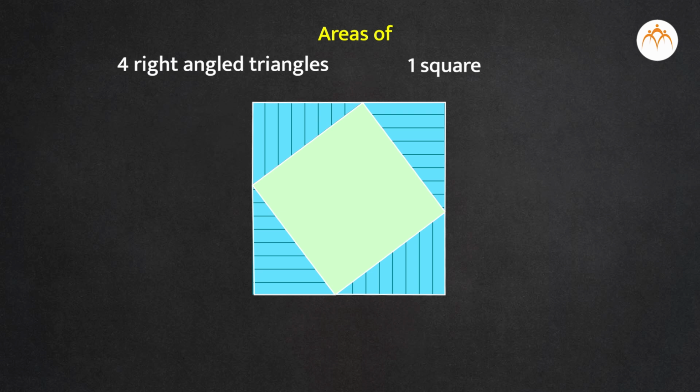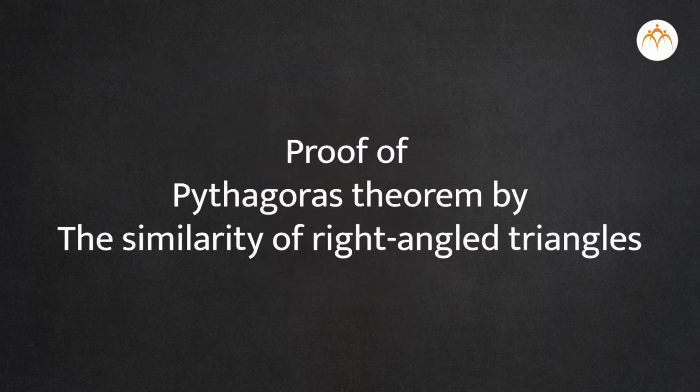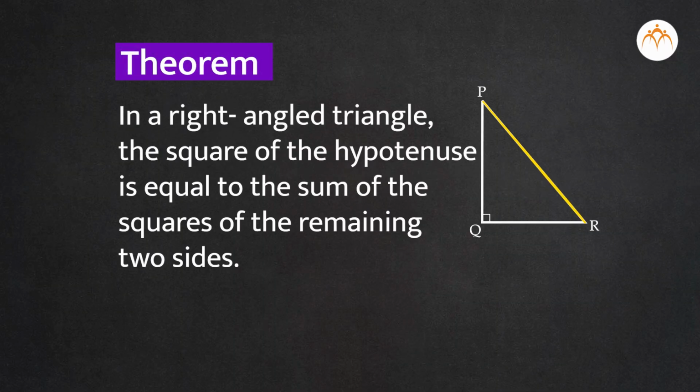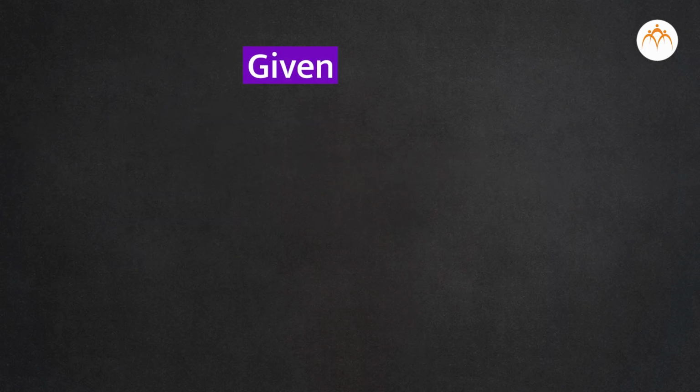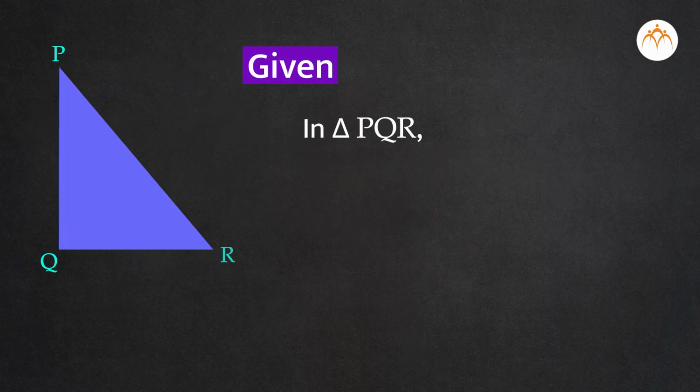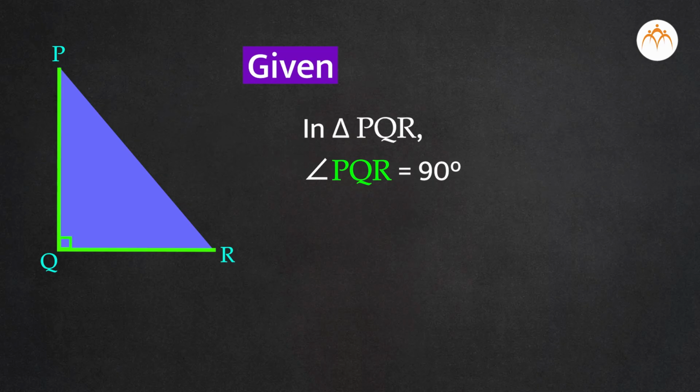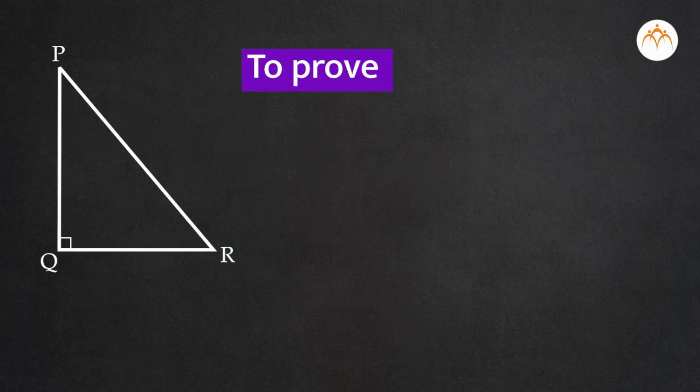Today, we are going to study the proof of Pythagoras Theorem by the similarity of right-angled triangles. Pythagoras Theorem: In a right-angled triangle, the square of the hypotenuse is equal to the sum of the squares of the remaining 2 sides. Let's see what's given. In triangle PQR, angle PQR is equal to 90 degrees. To prove: PR square is equal to PQ square plus QR square.